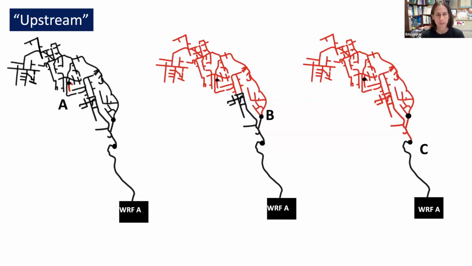So in A, that was a very small area. Then we were able to move to B, which is catching a larger portion of the catchment. And then C, we're moving further down as we get closer to the wastewater treatment plant.